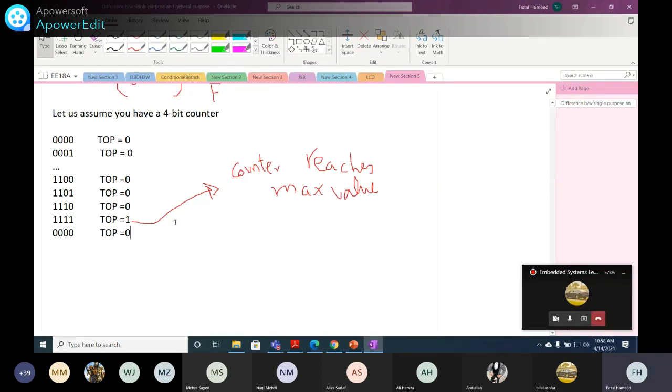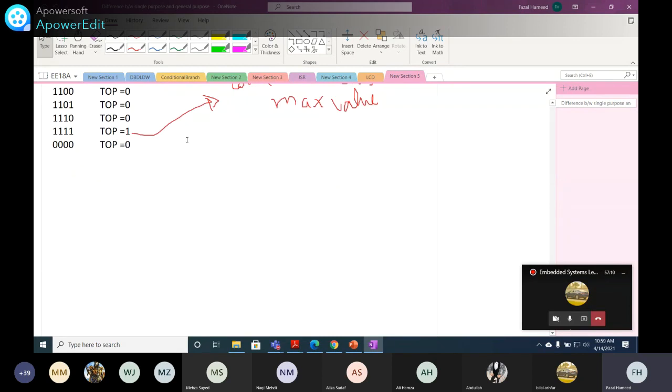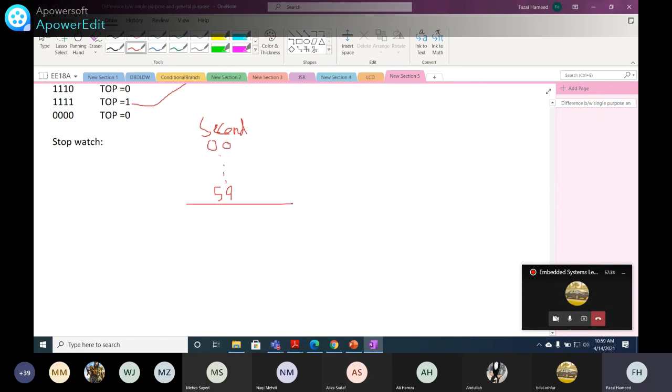Okay? Now, did you see a timer? Did you see a stopwatch? In a stopwatch, you have one for the second. It starts from 00 for the second, the indicator for the second, and it counts until 59. When 59 seconds have elapsed, what's the next value of the second? Tell me, beta.